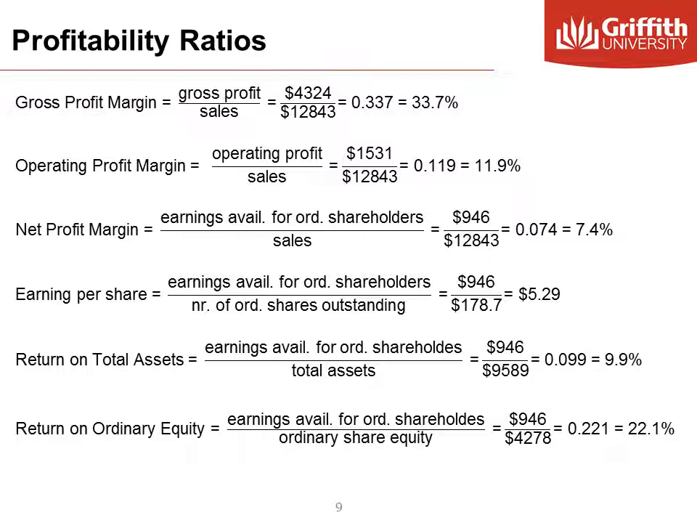One of the most closely watched ratios is the earnings per share, the EPS, which is an indication of how successful the company is. There are $5.29 earned for each share outstanding. Return on assets is sometimes referred to as return on investment, because your assets are your investments, and it measures management effectiveness in using the company's assets to generate returns for shareholders.